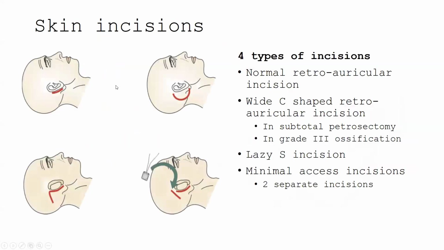And newer incisions now are variable, and different surgeons prefer different types of incisions. You can have a standard retroauricular incision. We may have a wide C-shaped post-auricular incision, which might be preferred, especially if a subtotal petrosectomy is planned, or if a patient has more than a grade 3 opacification. We can have a lazy S incision. We can also have minimal access double incisions. The minimal access double incisions, yes, are more cosmetic, but not very popular among many surgeons, because surgeons do not like having an incision directly over the device.